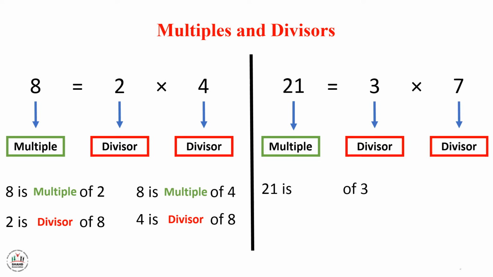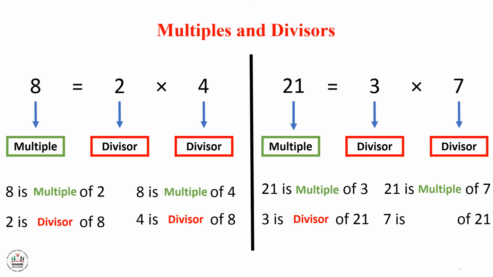So 21 is a multiple of 3. Also 21, very good, is a multiple of 7. But 3 is a divisor of 21 and 7 is a what? Excellent, is a divisor of 21.